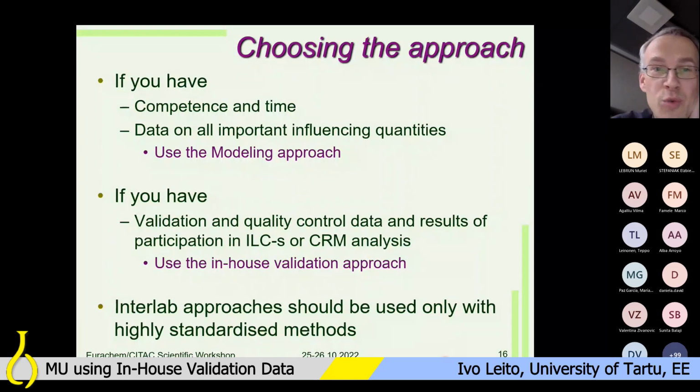So how do you choose which approach to use? If you have competence, if you have time, if you have data on all important influence quantities, then modeling approaches are good. But if you have validation quality control data, results of participation in interlaboratory comparisons or certified reference material analysis, and if you don't really want to do extra work, don't do extra investigations, you simply need a fairly reliable uncertainty estimate, then this in-house validation data approach is certainly a good choice. And finally, the interlab approaches I would only dare to recommend, as I said, for highly standardized methods.